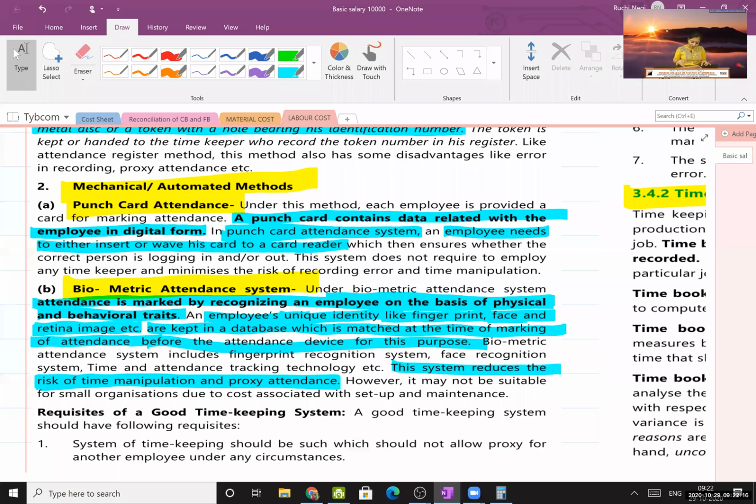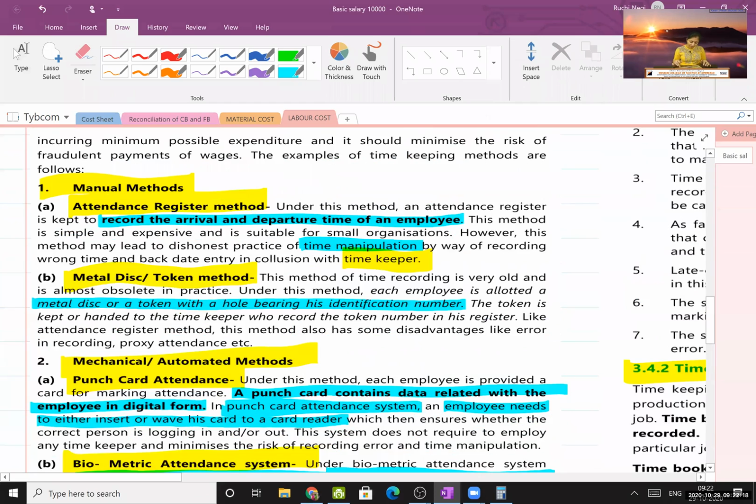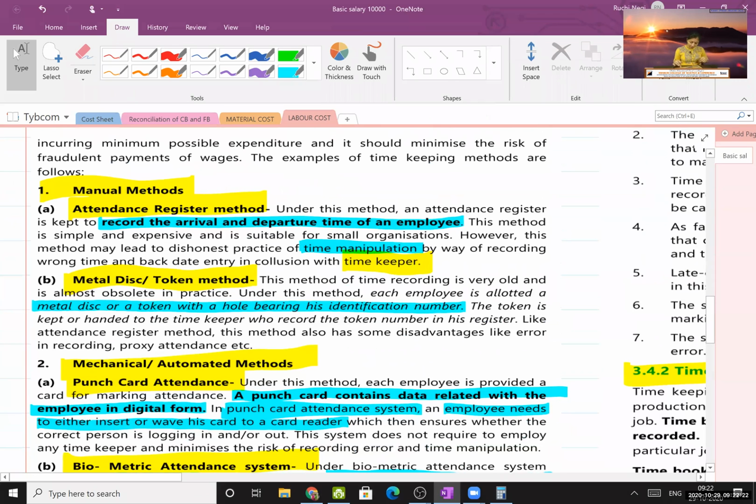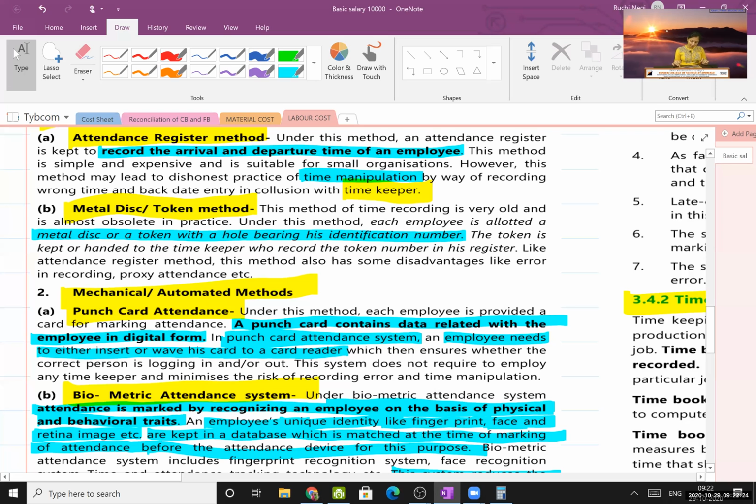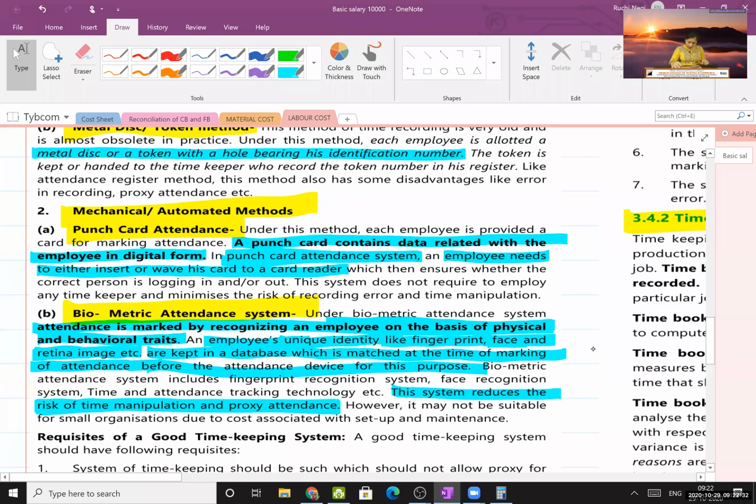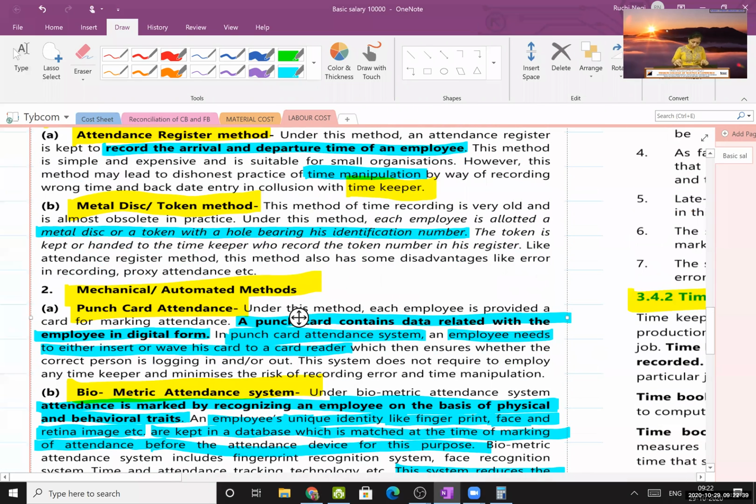Is it clear to you about the timekeeping method? Is it clear to everyone? All these things are very important from the theory point of view. Just acknowledge in the chat box. Is this clear, whatever I said? Okay. Timekeeping method.